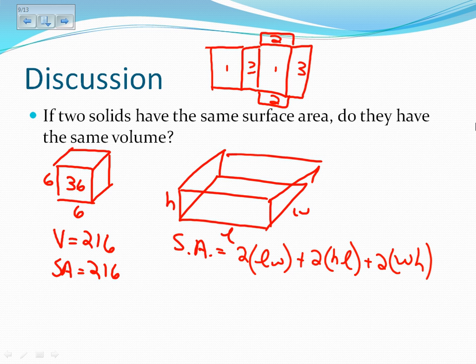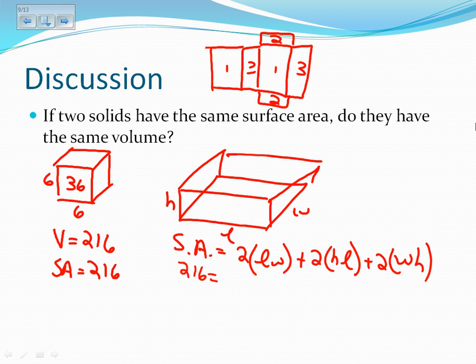9, 4, and 18, I think is going to be too big. So we just got to pick some numbers here that work. Let's pick some values for the length and the width, and let's just find out what the height has to be. If we pick two of them, can we figure out the height? Because we know that the surface area we want is 216.